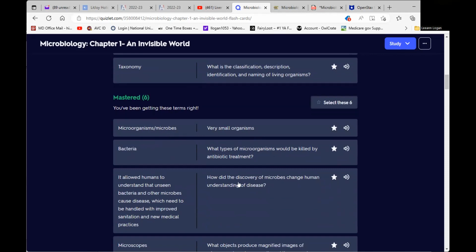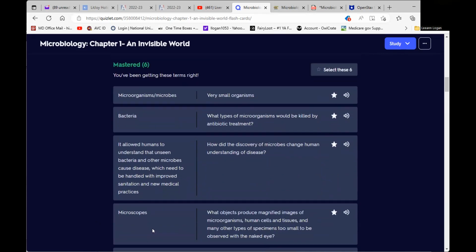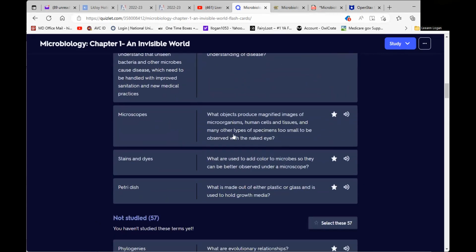How did the discovery of microbes change human understanding? It allowed humans to understand that unseen bacteria and other microbes cause disease, which need to be handled with improved sanitation and new medical practices. What objects produce magnified images of microorganisms, human cells and tissues, and many other types of specimens too small to be observed with the naked eye? That would be microscopes. What are used to add color to microbes so they can be better observed under a microscope? That would be stains and dyes.